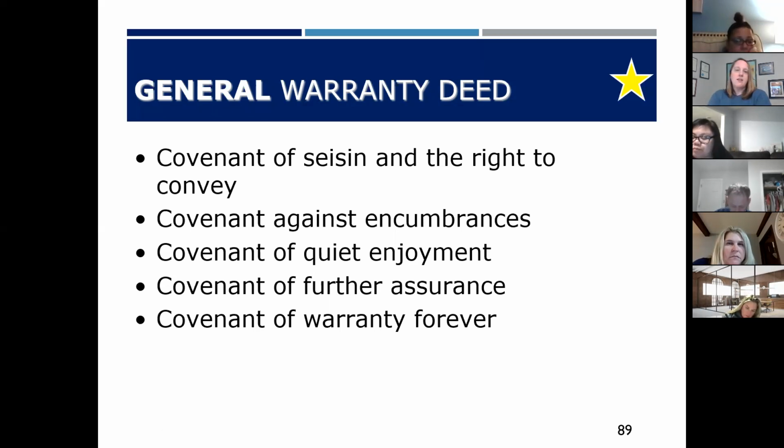There's a covenant against encumbrances. What is an encumbrance? Everything we talked about in Unit 3. So liens, easements, encroachments. The grantor warrants that the property is free of liens, or at least it will be by the time we convey. Remember, we talked about those mechanics liens. They're warranting that the mechanic can't come back later and put a lien on the property.